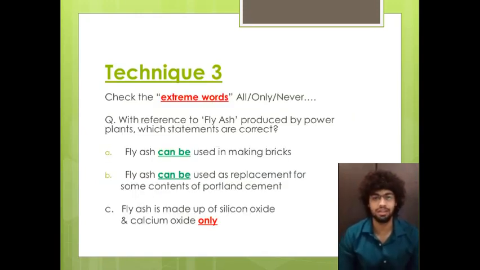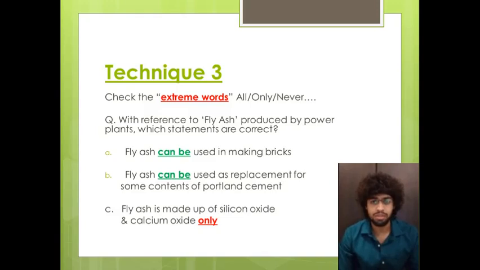Now let's discuss the third technique. In this technique, you have to scout for the extreme words that are being given in the options. The extreme words are something like all, only, never, and so on. Let me explain this with a small example. With reference to fly ash produced by power plants, which statements are correct? Fly ash can be used in making bricks. Fly ash can be used as replacement for some components of the Portland cement. Fly ash is made up of silicon oxide and calcium oxide only.